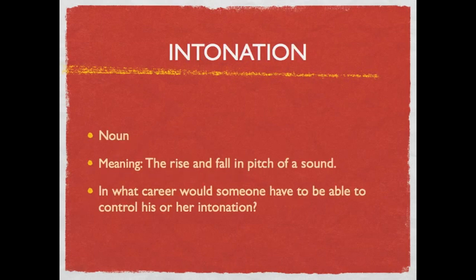The next word is intonation. Intonation has an I-O-N ending, so we know it's a noun, which is a person, place, thing, or idea. Intonation means the rise and fall in the pitch of a sound. If you were going to use the word intonation in a sentence, you could say, the intonation of a professional musician would most likely be in perfect tune. In what other career would someone have to be able to control his or her intonation? Write your response on your vocab sheet.